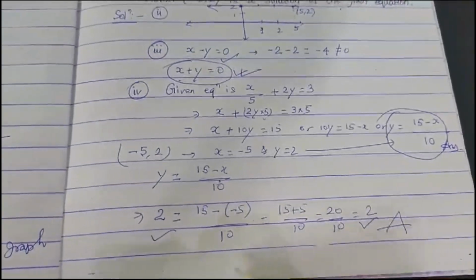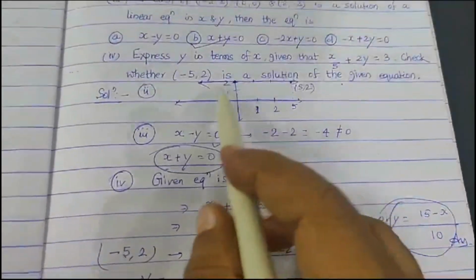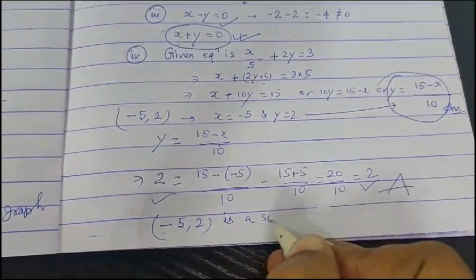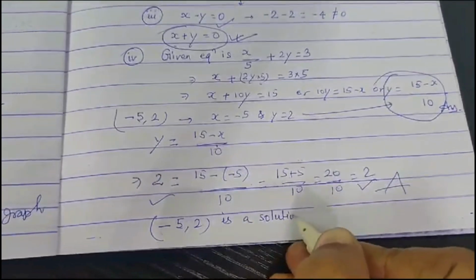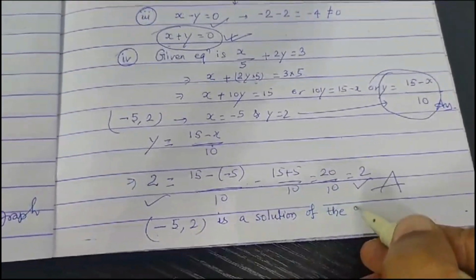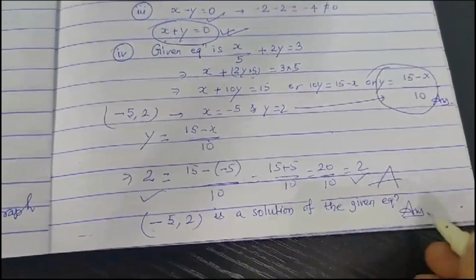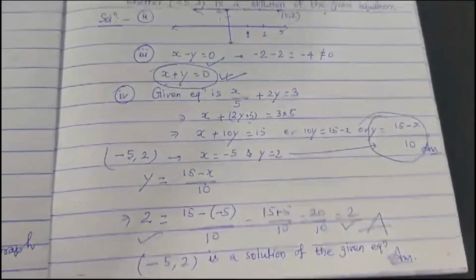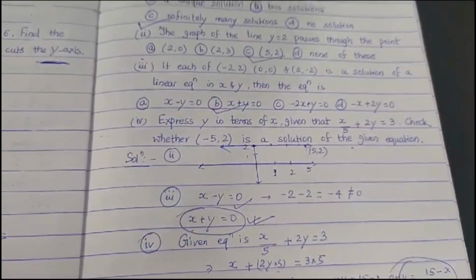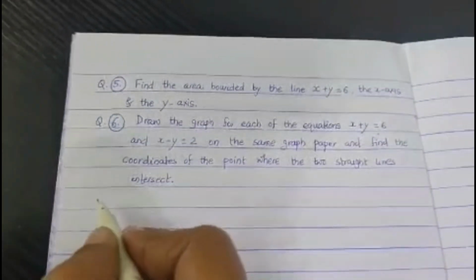So it is satisfying. So minus 5 and 2 is a solution of the given equation because it satisfies the given equation. Answer. So all these questions we have solved. Okay, let's move on. Now let's solve these two questions and after that we will conclude the chapter.